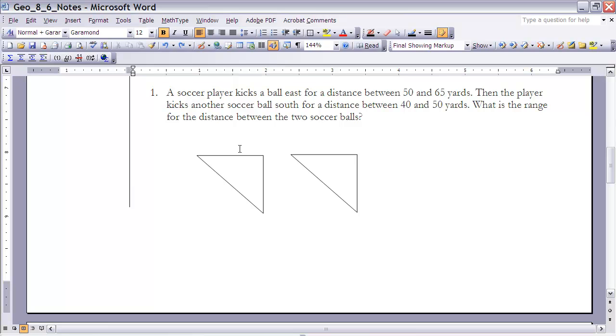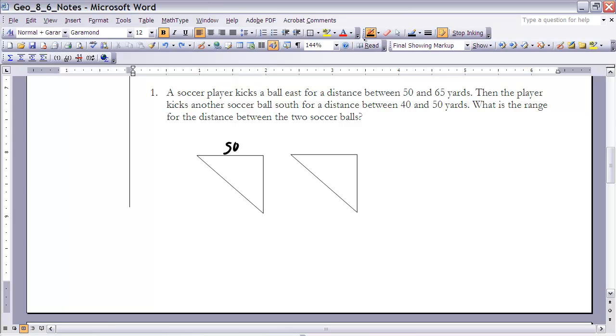Well, what I'm going to do is make 2 triangles to solve this. The first one is going to be the minimum distances that he could have kicked it, and the second one will have the maximum distances that he could have kicked the ball. So on this first triangle, I'm going to label that he kicked it 50 yards east. So I'm going to put this distance right here on this side as being 50.